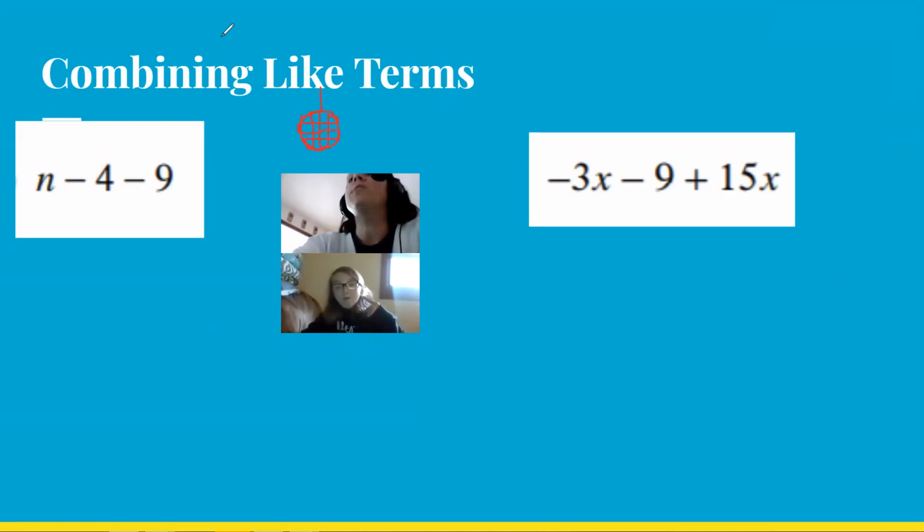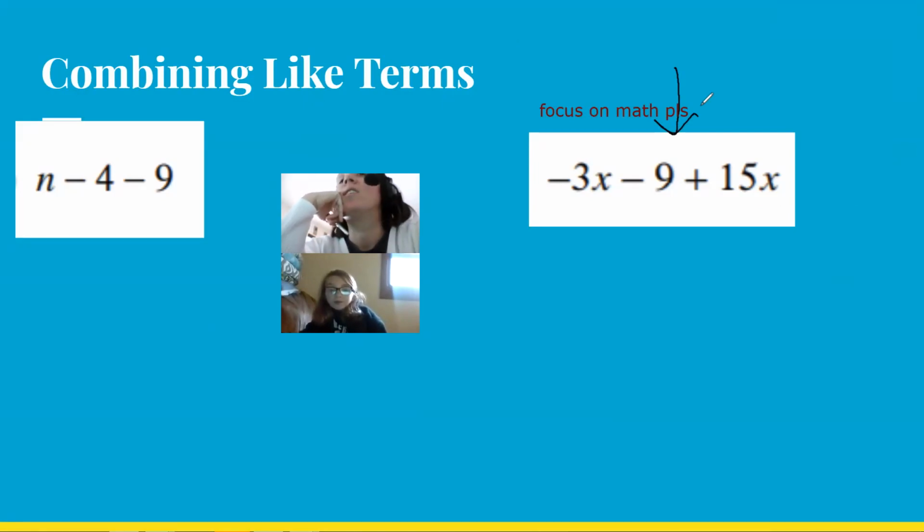Okay, so let's change these to adding negatives. What would that one look like? Thank you. What would that one look like there? -3 minus 9 plus 15, if we change it to adding a negative.